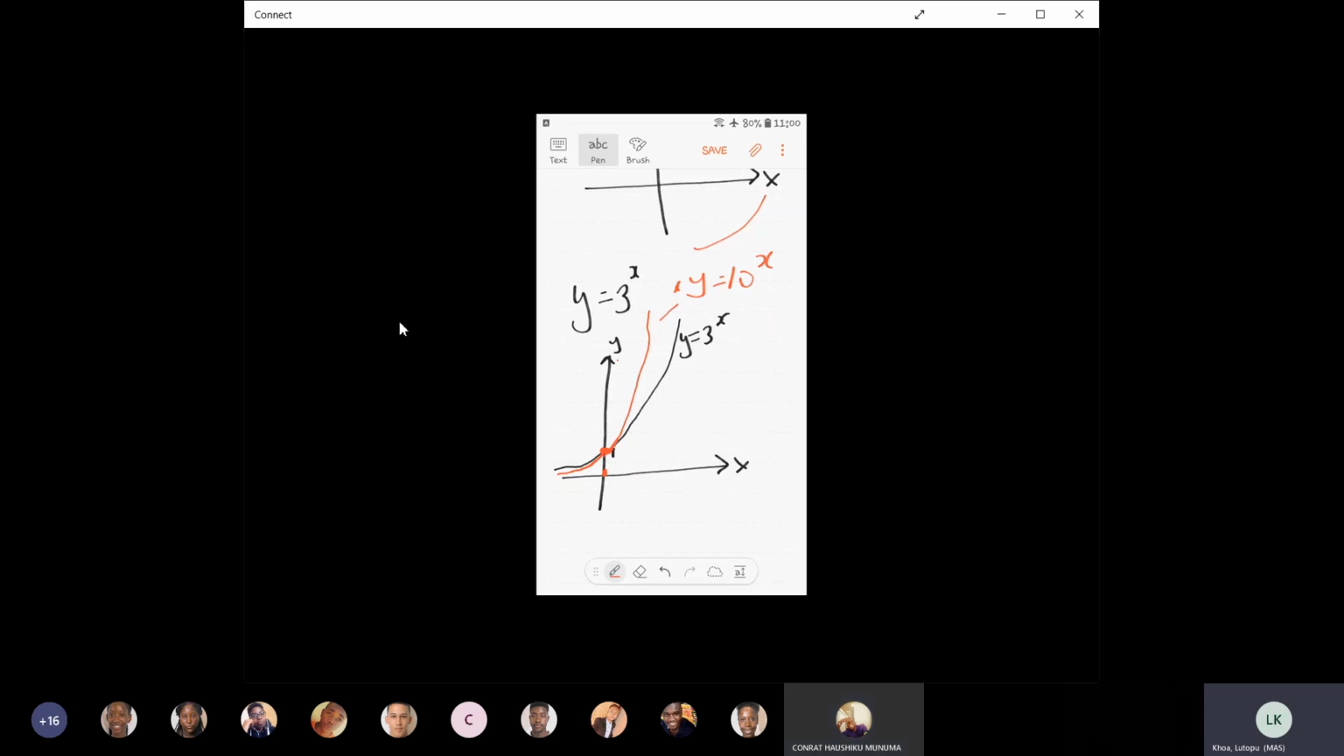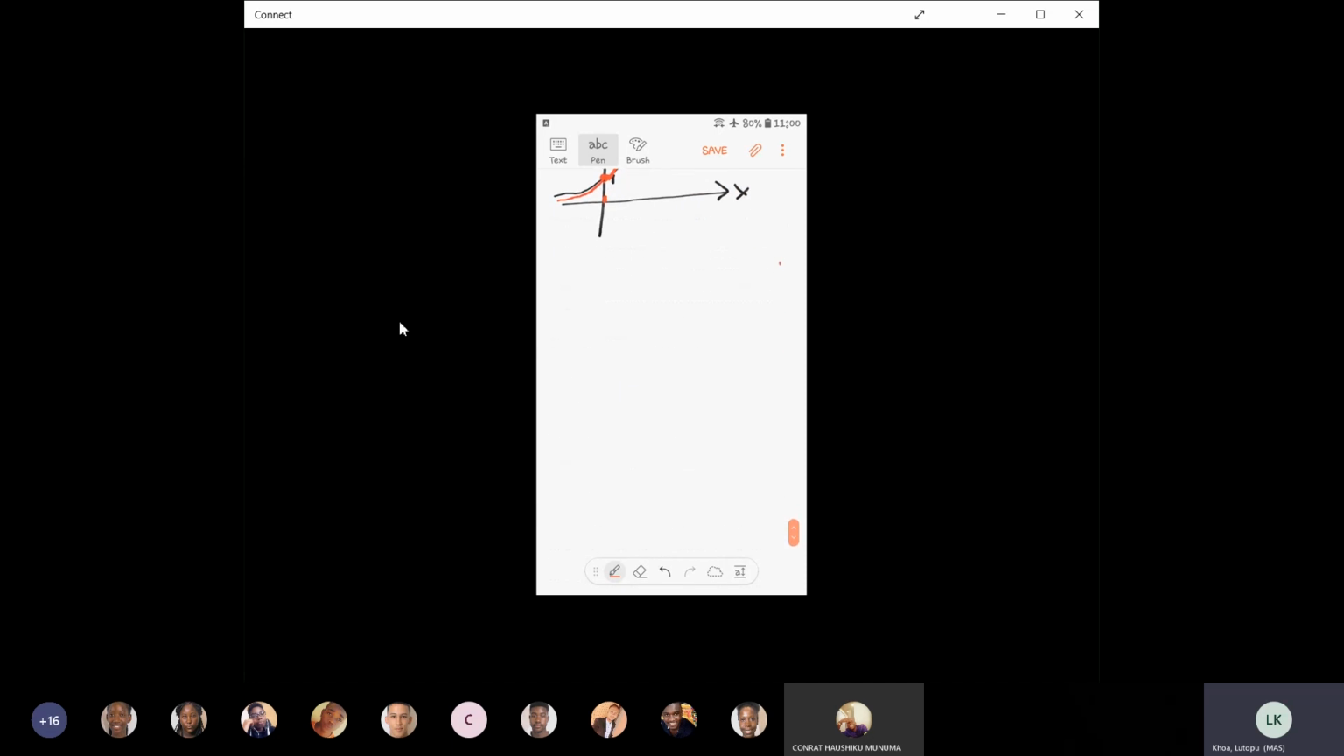So the bigger your base is, the closer it is towards the y-axis. Let's look at another example where we are comparing graphs. Let's say I say draw y is equal to 3 to the power of x and y is equal to 2 to the power of x.